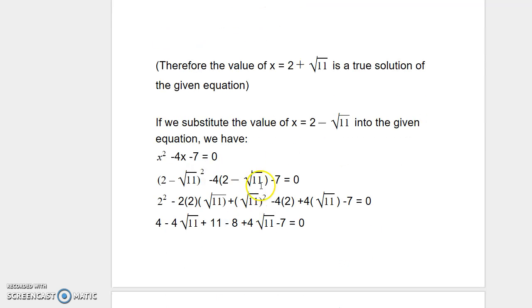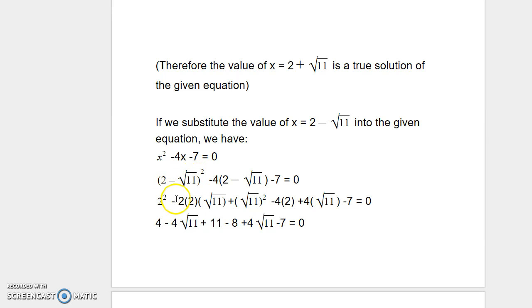So let us see whether the second solution also satisfies the given equation. The second solution we have is x equals 2 minus square root of 11. We're going to substitute that into the given equation. The given equation is x squared minus 4x minus 7 is equal to 0. Wherever we see x, we're going to substitute 2 minus square root of 11, like that.